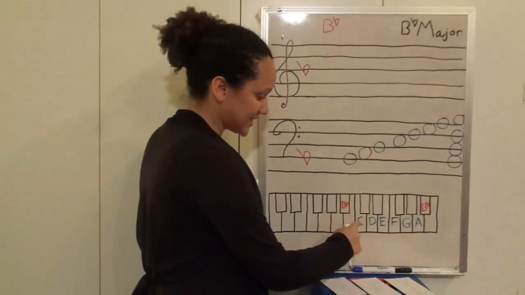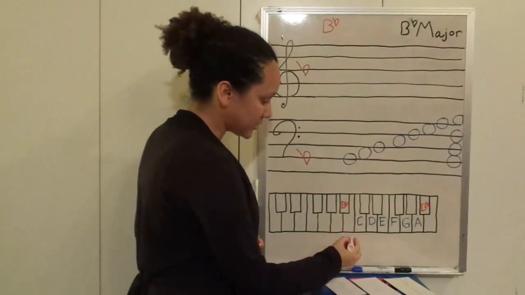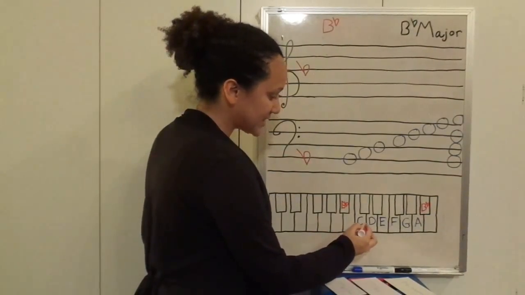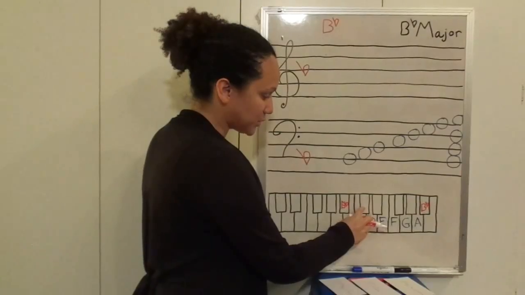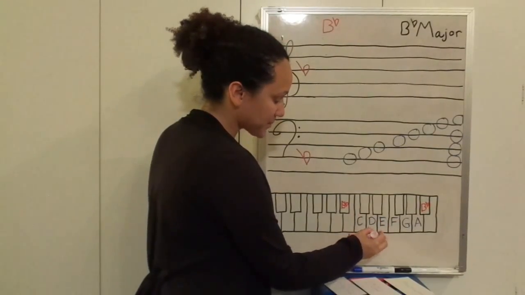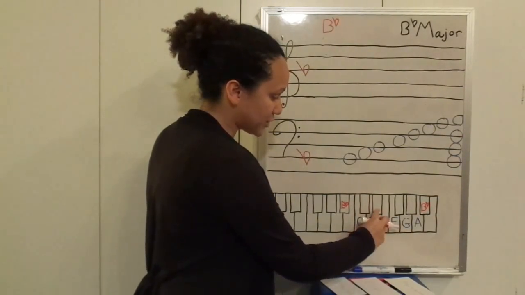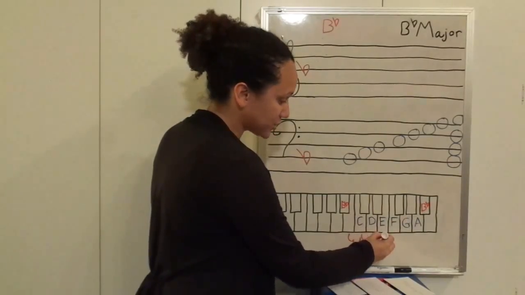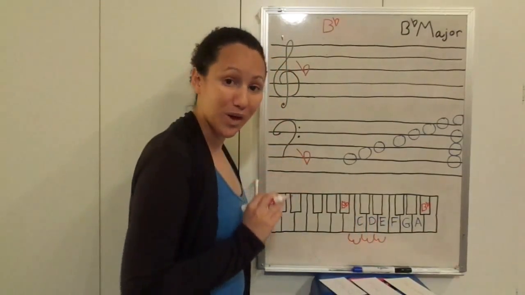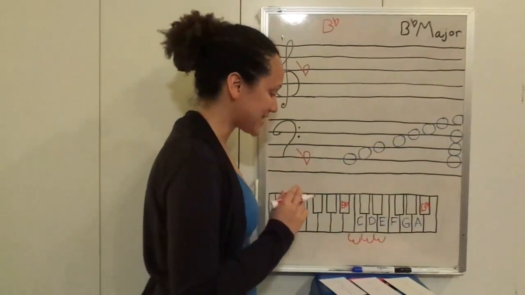B flat to C, there's the B in between, so that's a whole step. C to D, there's the note in between, so that's a whole step. D to E, there's the note in between, so that's a whole step. Uh-oh, we don't want that. We actually want a half step there.